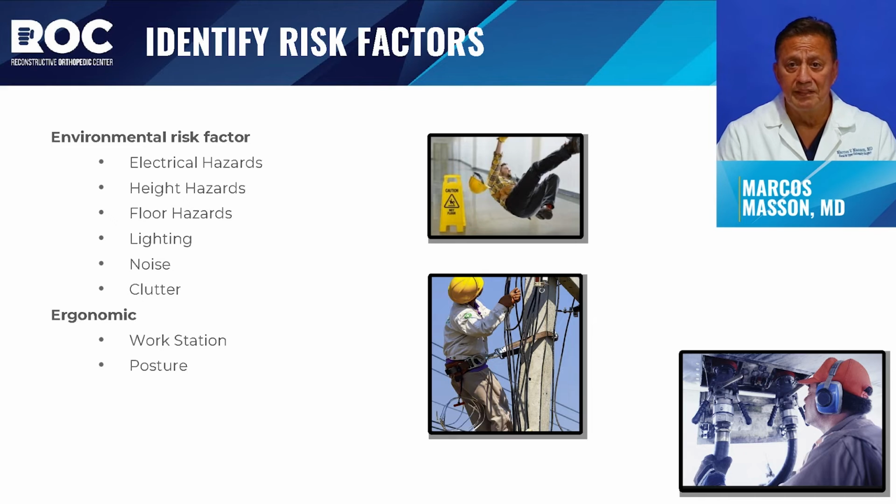Now, to identify these risk factors is one thing, but then you have to teach your patient or the employee of how to observe things. And you have to look at both the floor, the ceiling, the machinery that you look for such things as electrical hazards, height hazards, floor hazards, lighting issues, noise issues, or clutter. These all can actually end up in a significant injury. The workstation is evaluated for ergonomic or environmental efficiency of motion, and posture is also looked at.